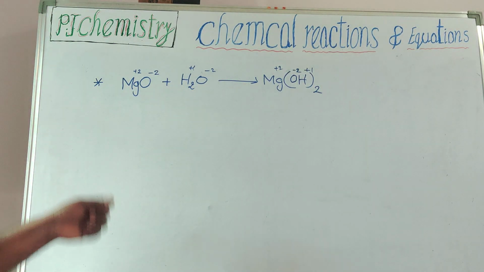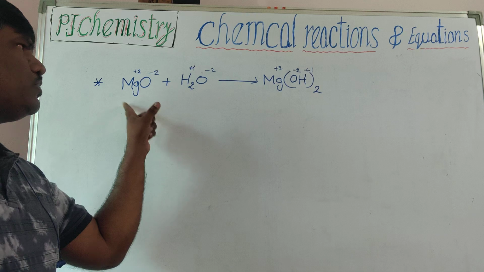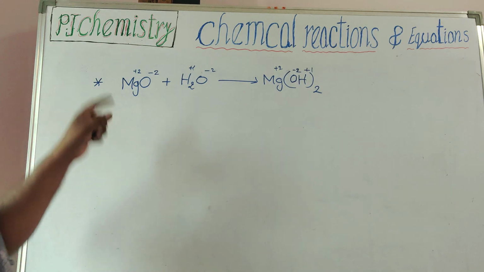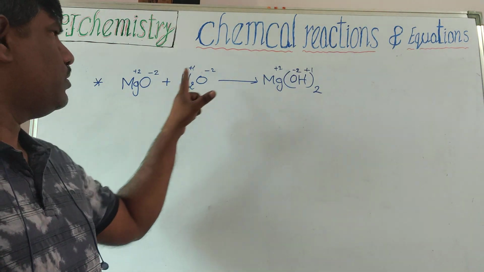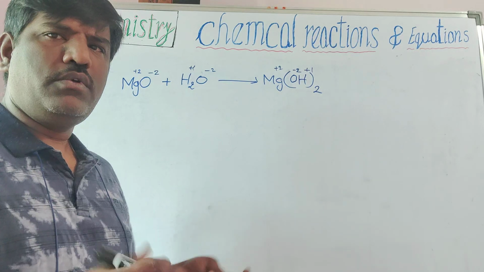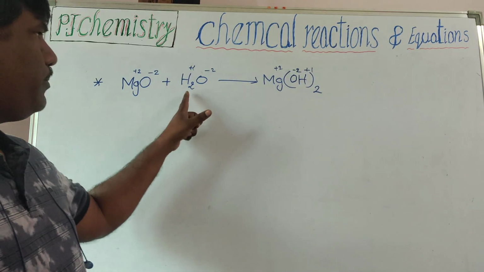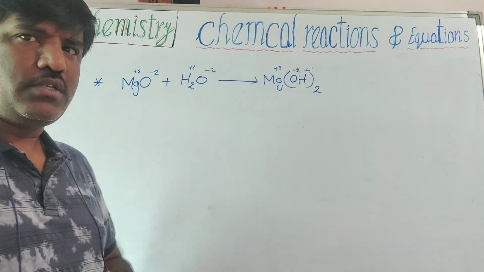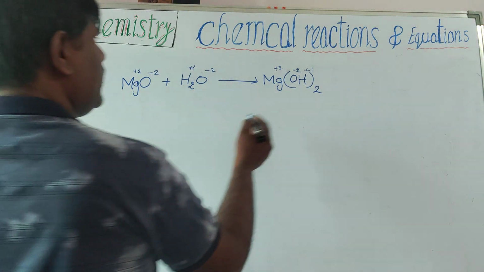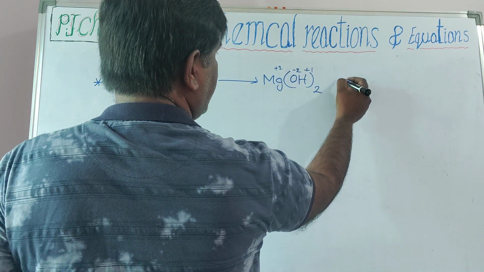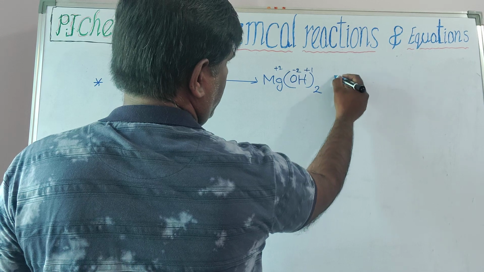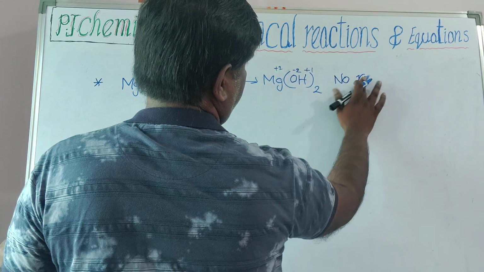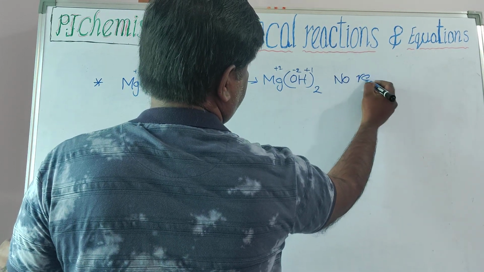Okay. Now check it. Magnesium on the reactant side is plus 2, product side also plus 2. No change, no increase, no decrease. Oxygen minus 2, here also minus 2. No change in the oxidation number. Hydrogen plus 1, reactant side plus 1, product side also plus 1. No change in the oxidation number. So in this, there is no redox reaction. It is not redox.